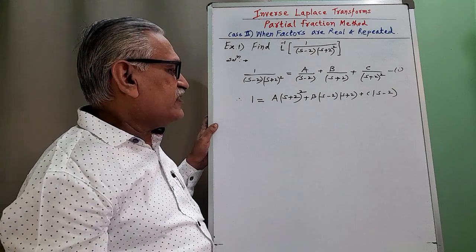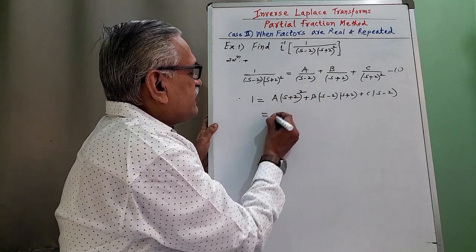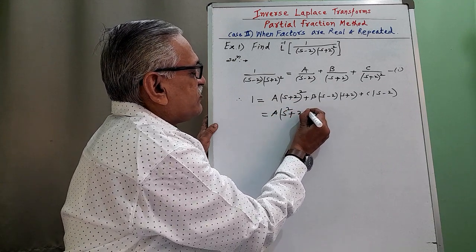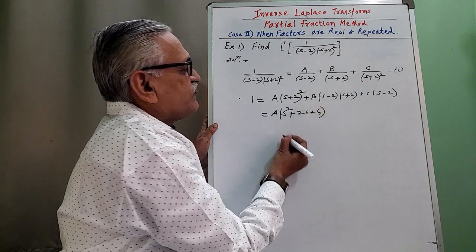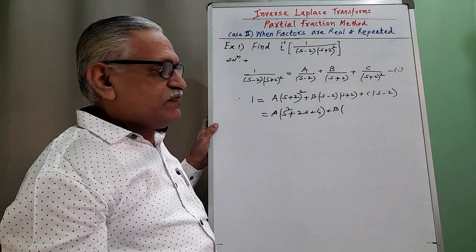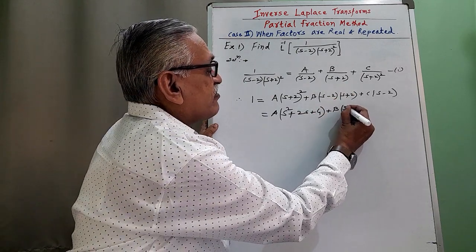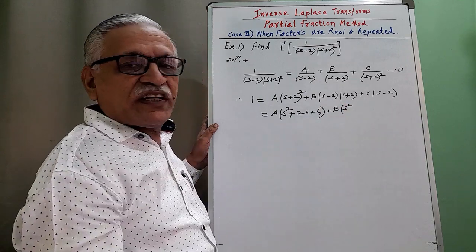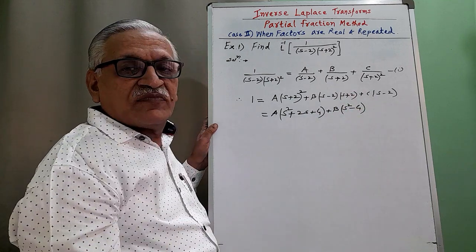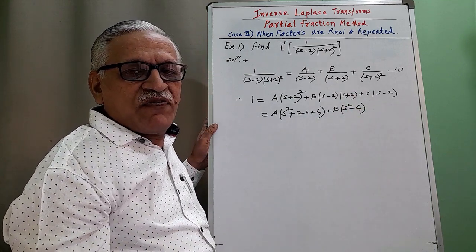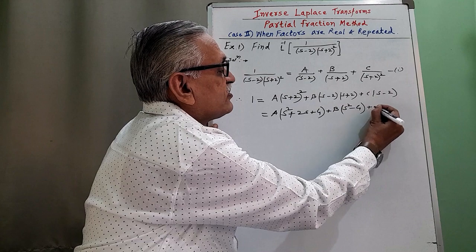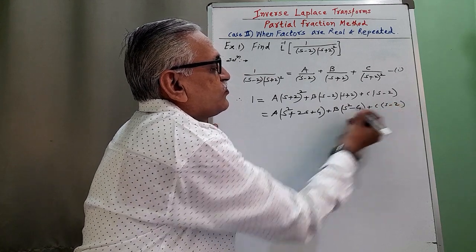Then, before collecting, expanding this bracket by (a plus b) whole square: a square means s square, plus 2ab means 4s, plus b square means 4, plus B into the product of these two terms. It is s square minus 2s plus 2s get cancelled, or as the factors are in the form of (a plus b) and (a minus b), that product is a square minus b square, and plus C into (s minus 2).